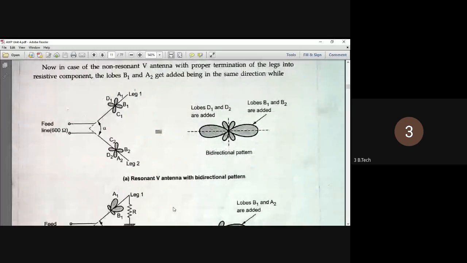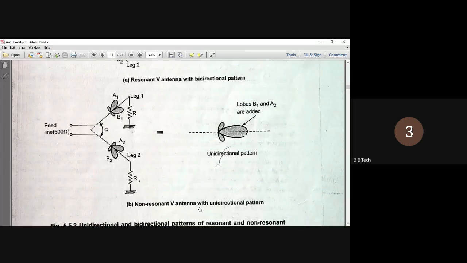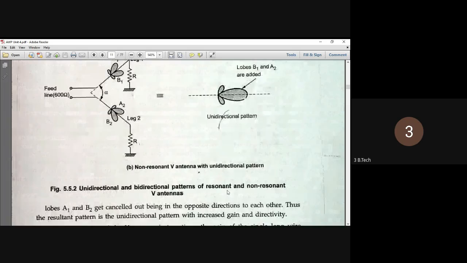You can explain, Monica. Yes, sir. In the resonant V antenna, we connect one end with the feed line, and the other end is not connected to the load. So we get a bidirectional radiation pattern, with two major loops, sir. When we come to the non-resonant V antenna, one end we connect to the feed, and the other end we connect to a load. So a unidirectional radiation pattern. Okay, you can see here.